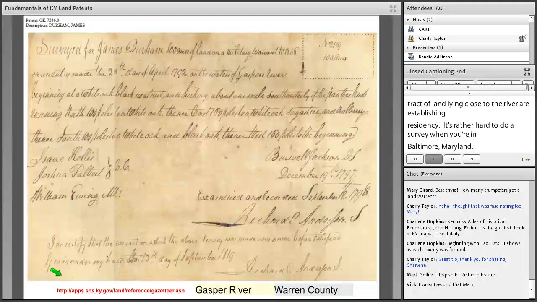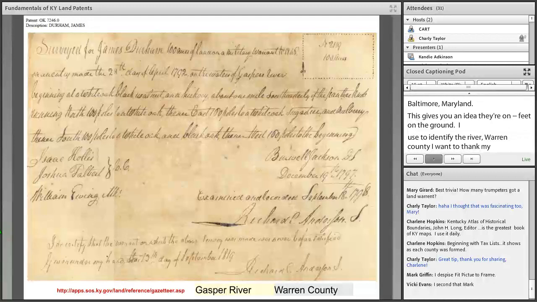I used the Gazetteer to identify Gasper River, Warren County. And I want to thank my friends in Warren County because I called them to find out if I'm supposed to pronounce that Gasper River or Jasper River, and they were very kind to tell me how to pronounce that. All right, now, I would look on the back of that document to see if there are any more assignments.